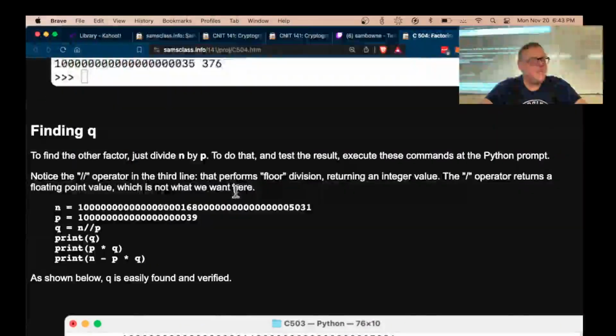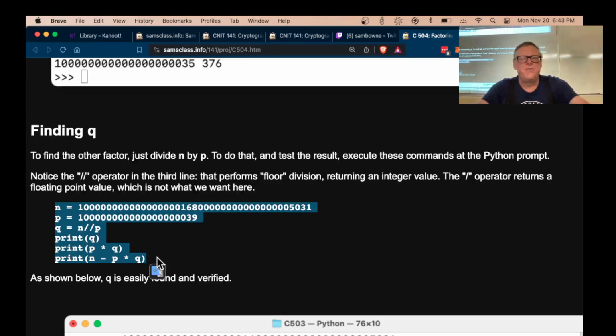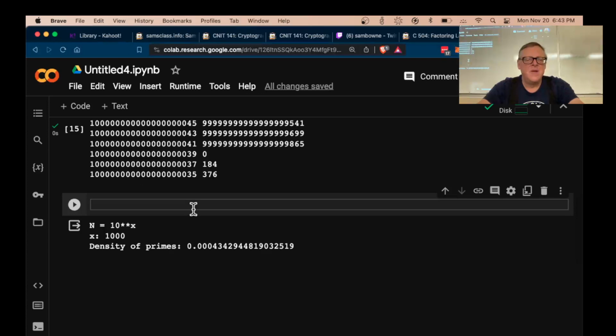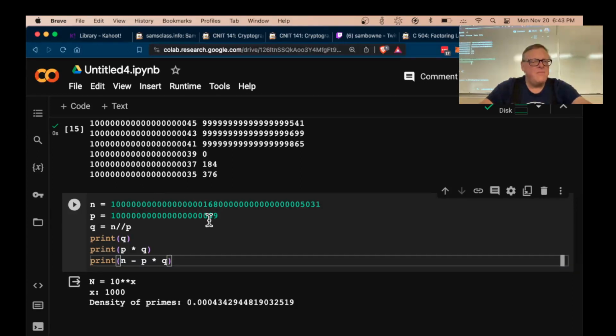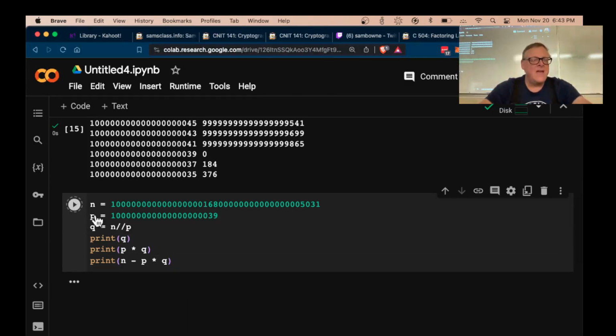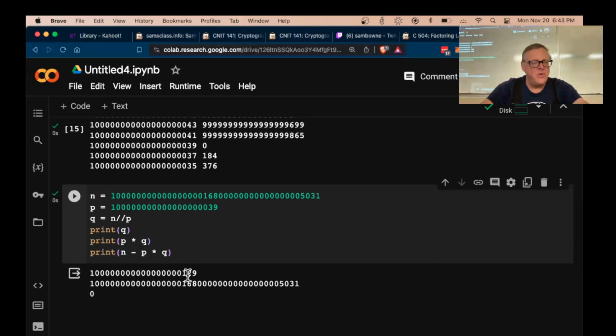Once you find P, you have to find Q, and that involves a little bit of trickery too. I found P and I have N. Now you might think I could just take Q as N over P, but if you do that, it will turn into a floating point number and it won't be accurate. You have to use 2 slashes for integer division, which is what you need. And now it works. Now you get Q, and you can test it by printing P times Q and N minus P times Q, and it's 0.